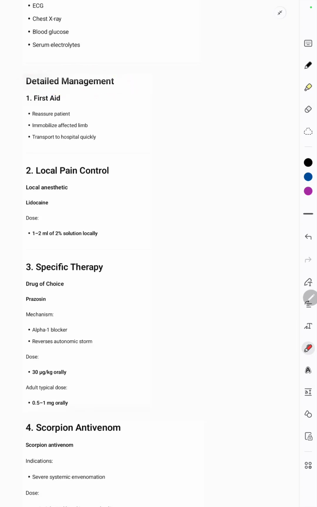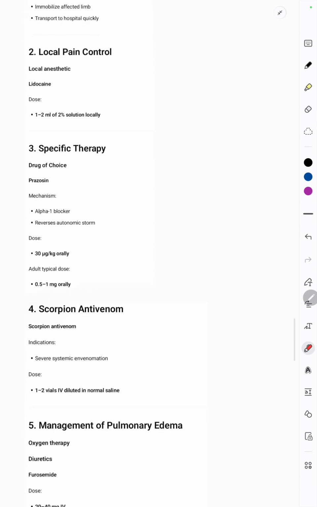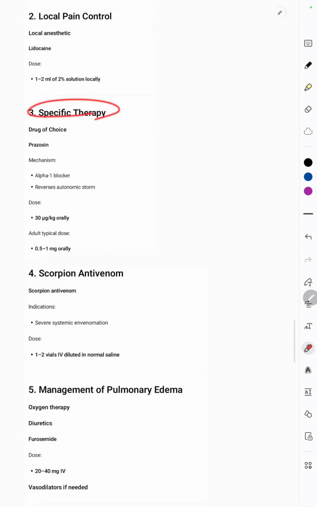Then detailed management. So first aid is reassure the patient, immobilize the affected part, and transport to the hospital immediately. Local pain control is given by lignocaine. Lignocaine 2% is given, 2 ml solution locally. Specific therapy: the drug of choice for scorpion sting is prazosin. It is an alpha-1 blocker, which reverses the autonomic storm.